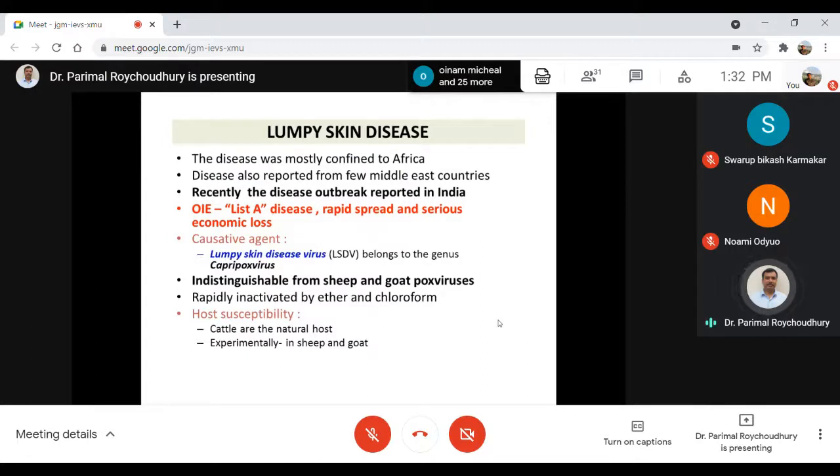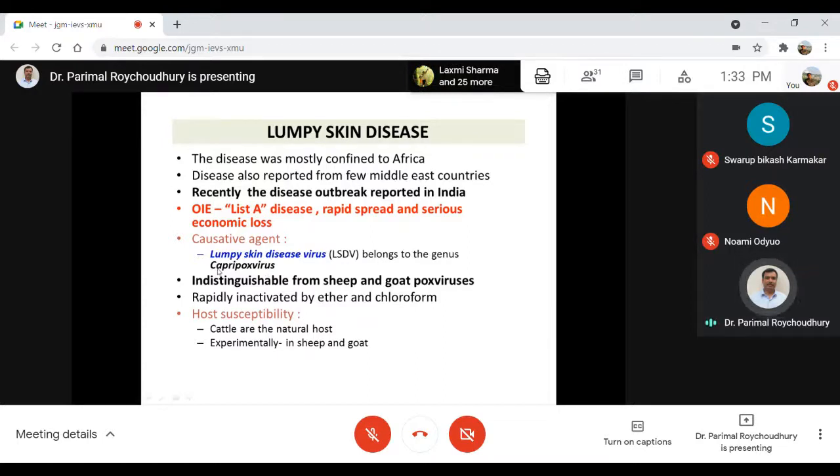So in lumpy skin disease, lumps are produced in the skin. Basically, it is the subcutaneous lymphoid tissue where the swelling occurs and the disease is manifested. The causative agent is the lumpy skin disease virus. Cattle are the natural host of the disease, but the virus is a close relative of sheep and goat pox virus. Under the genus Capripoxvirus, please note it down. Lumpy skin disease virus belongs to the genus Capripoxvirus. This is a very commonly asked question in all examinations.